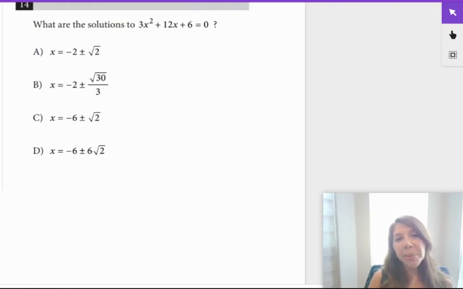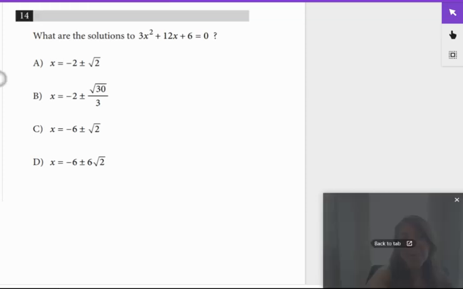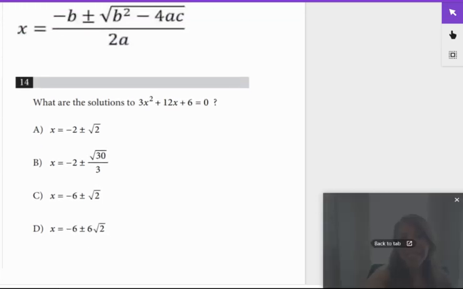Today's question comes to us from an SAT exam, but you could find a similar question on the ACT as well. The question reads, what are the solutions to 3x squared plus 12x plus 6 equals 0? Well, whenever we're given a polynomial equation and we're being asked to find the solutions, the best way to approach this problem is using the quadratic equation, which is right over here.